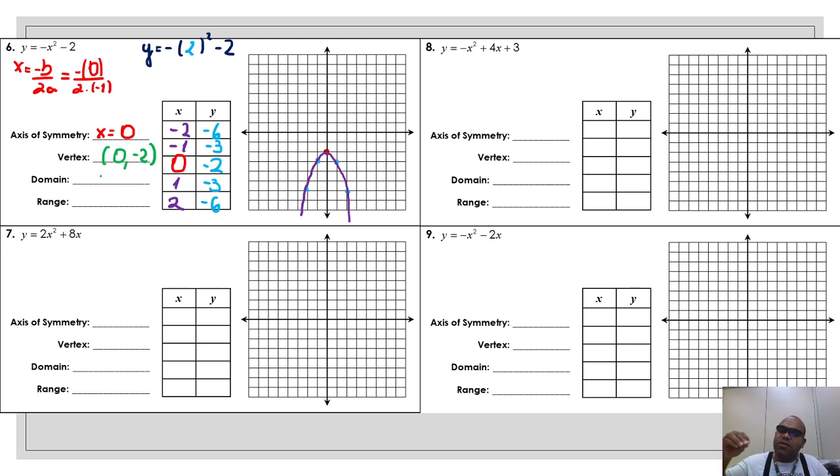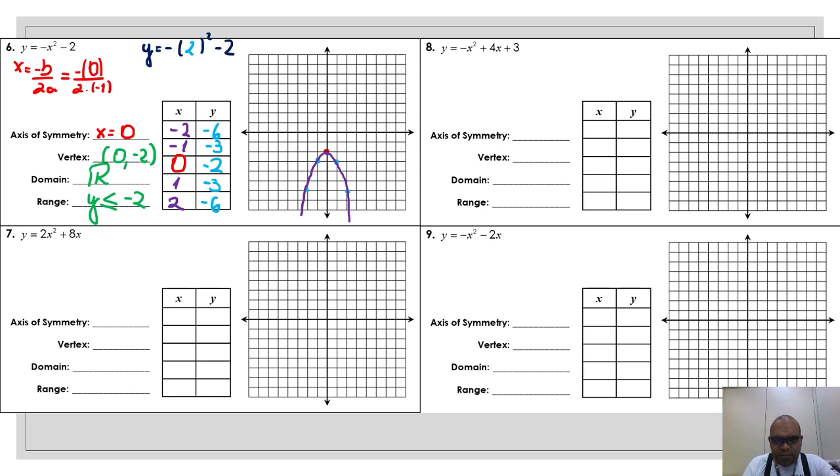My domain. The domain is my input. Can I use any number? Yes, I can use any real number. And my output. Can I choose my result? No. My result is all numbers less than or equal to negative 2. Y is less than or equal to negative 2. These are the only possibilities I have to solve this one.